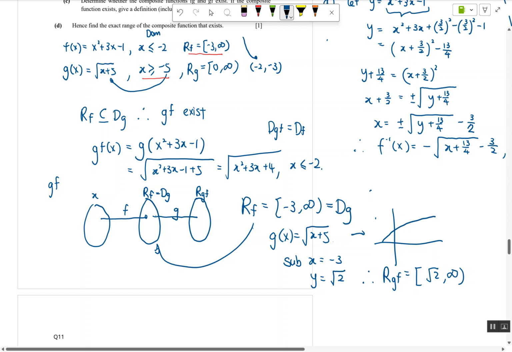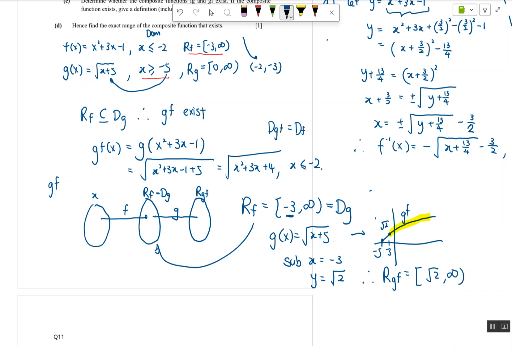This is g(x), but the original domain of g(x) is from negative 5 to infinity. In order for this to exist, I can only take from negative 3 to infinity, because the y values of f(x) are from negative 3 to infinity. So take the starting position, negative 3. I put in negative 3, and the y value is square root 2. This is the part where gf exists. So this is the range of gf.